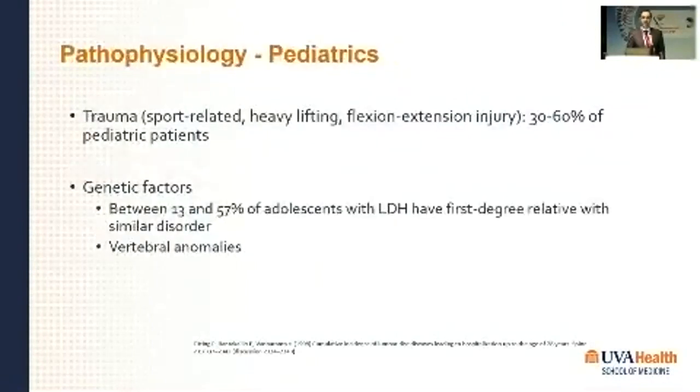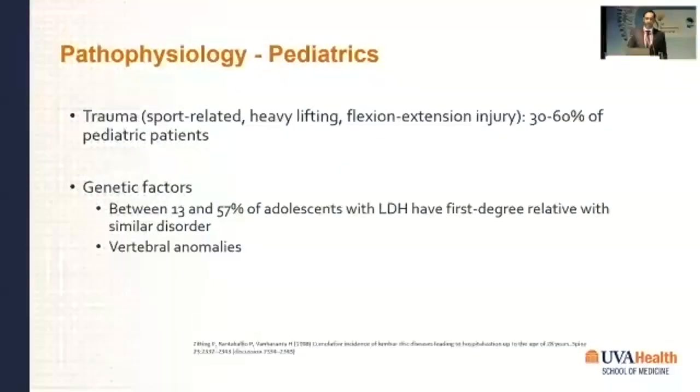The pathophysiology is also different compared to the adult population. They're more so related to trauma. They can be sport-related, heavy lifting, as well as flexion extension injuries, as well as genetic factors, with pediatric patients having first-degree relatives affected.